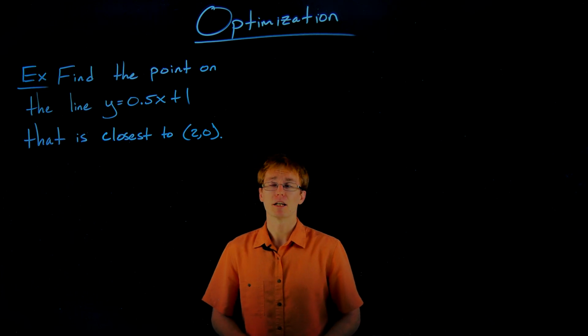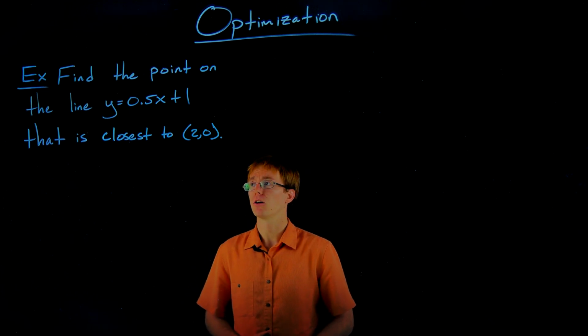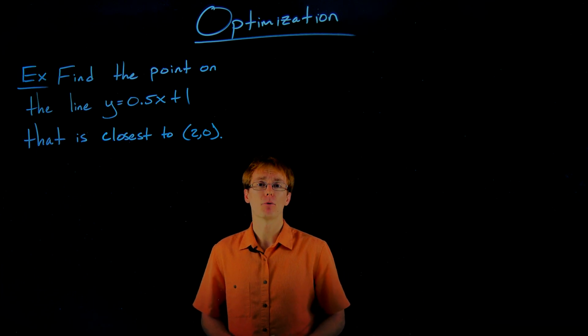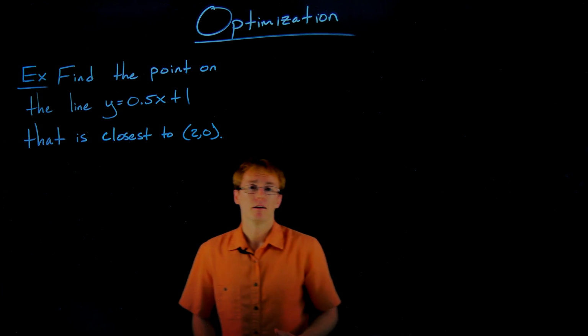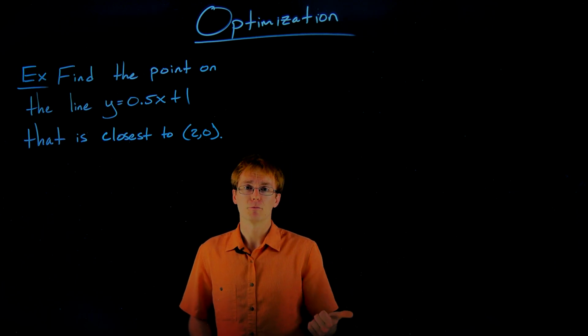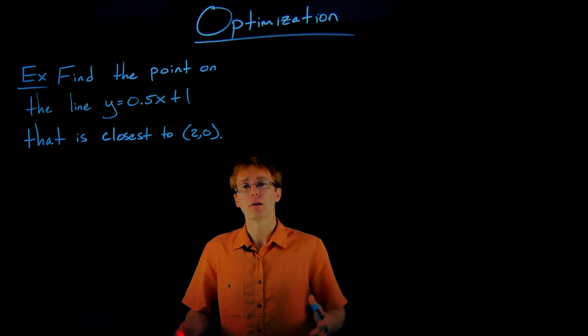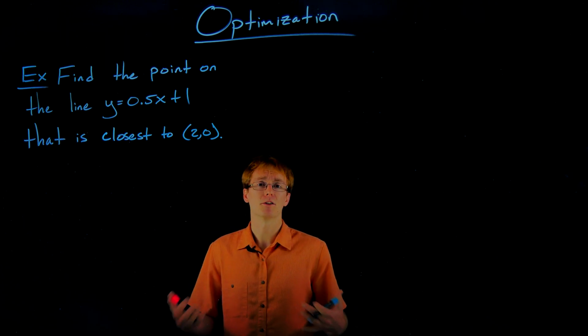In this optimization example, we are trying to find the point on the line y equals 1/2 x plus 1 that is closest to the given point (2, 0). For these optimization problems, we have a bit of a procedure: find the objective, find the constraint, write your equations, and things like that. It's good to follow that procedure if you're unsure about what to do next.